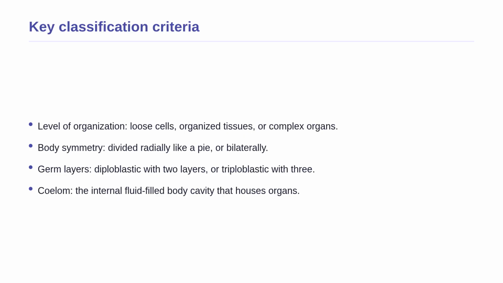Building on the importance of this sorting system, let us explore the actual rules we use to sort these animals. For non-chordates, we look at several specific criteria to determine their evolutionary relationships. The first is the level of organization, telling us if the animal is made of loose cells, organized tissues, or complex organ systems. Next is body symmetry, describing whether the body can be divided radially or bilaterally.